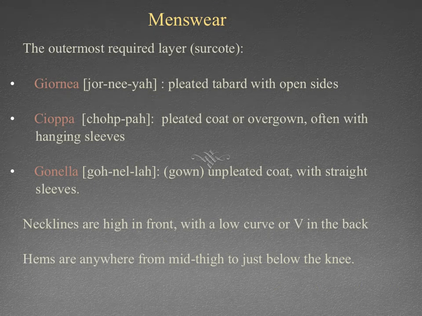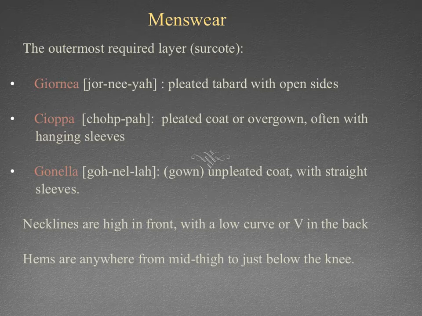And we have a few options for that 3rd layer, the outermost layer that isn't strictly outerwear, okay? So the surcoat. You could have a giornia, which is going to be this pleated tabard. It goes over the head, but the sides are open. Or you could have a cioppa, which is, again, pleated, but it's a coat or an overgown, so it's going to be closed down the sides and open down the front, and with sleeves, and sometimes those sleeves are hanging, which we'll get to in a minute.